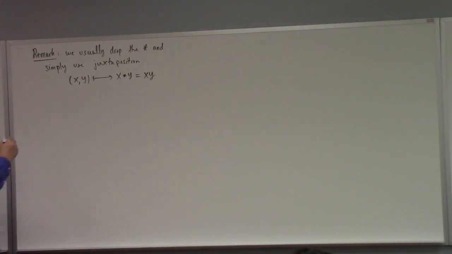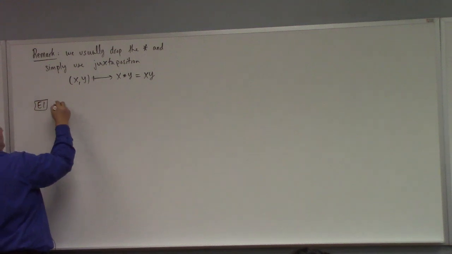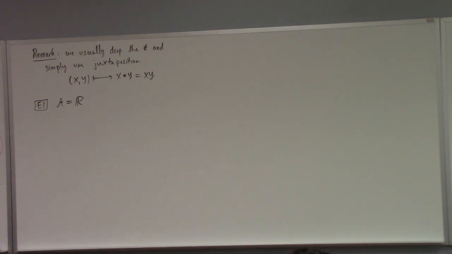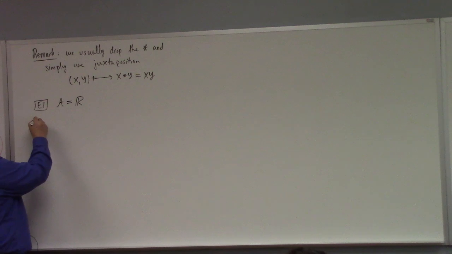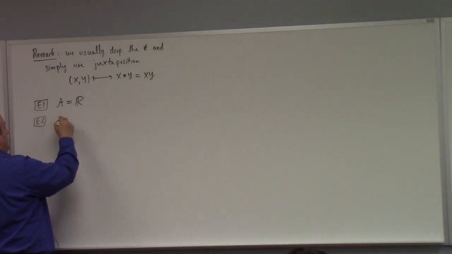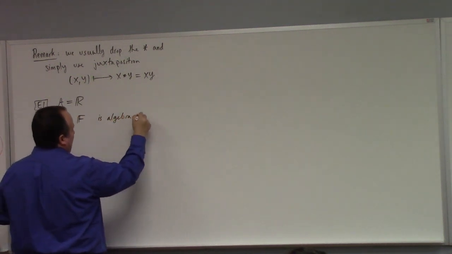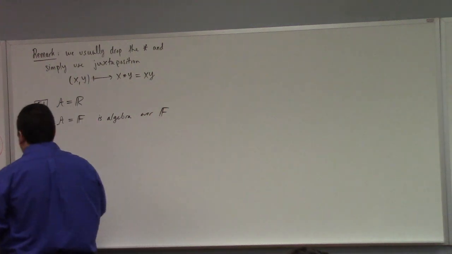So example 1, what if we just let A equal the real numbers and use the regular multiplication? Is that an algebra? Is the real numbers a vector space? It is. Does multiplication satisfy these properties? Certainly does, right? So it's an algebra. Example 2. Would all fields be algebras? A equal to a field is an algebra. Over F, yeah. Fair enough.